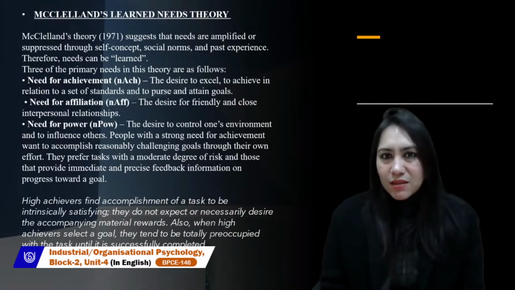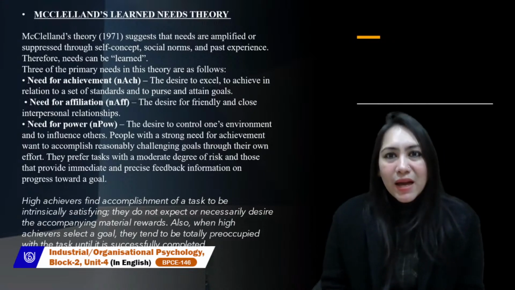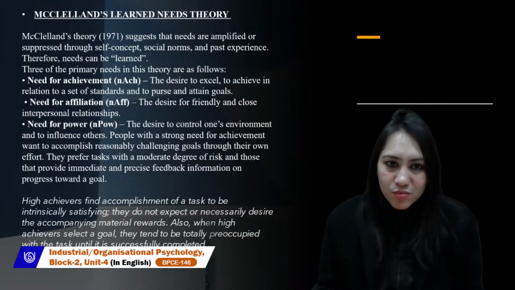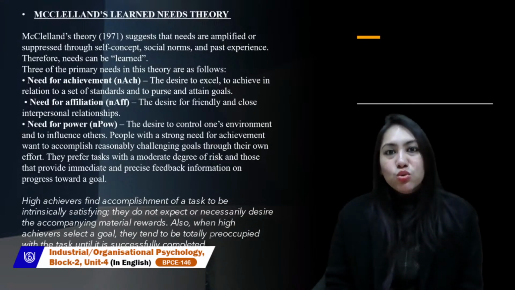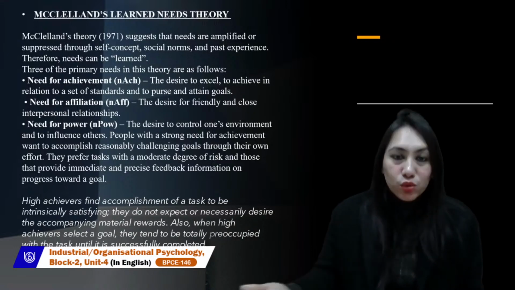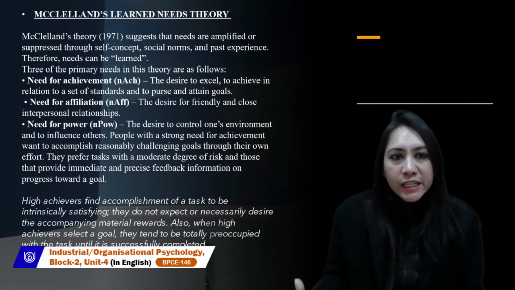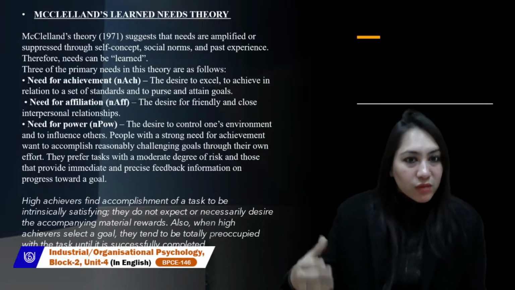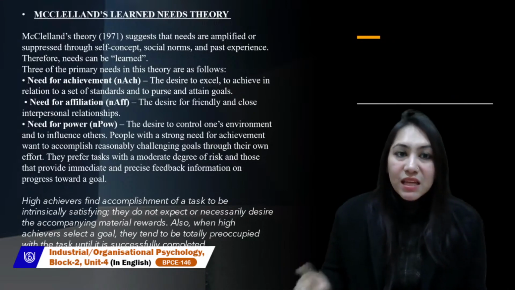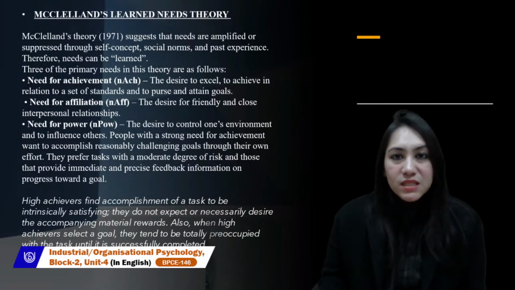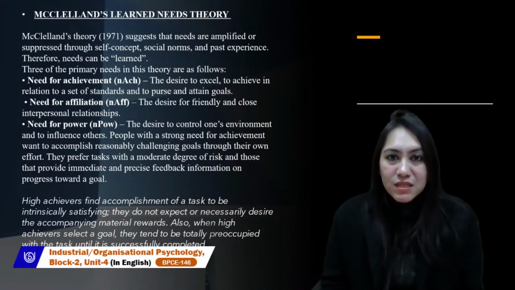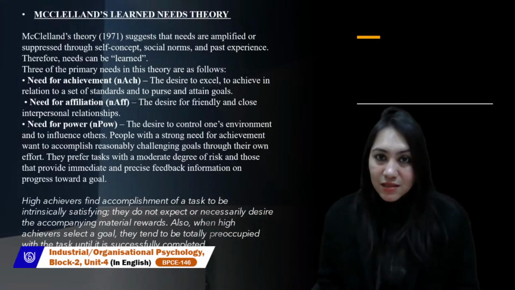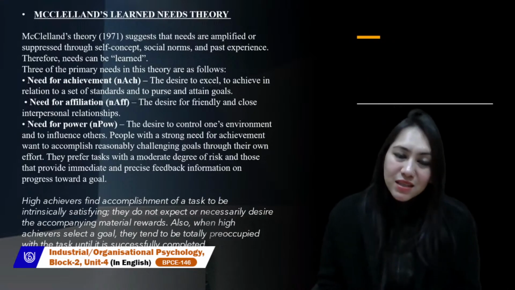So therefore, what do we say? The needs are learned. So you learn to accelerate your need because people have a high self concept. There could be a possibility people are under a social condition where they're told that you are not allowed to work. So they will have a need which suppresses their need to work and achieve. So, as we understand, McClelland suggested that these needs are suppressed through self concept, social norms, and past experiences. Obviously, when they are suppressed and amplified, so when you can increase and decrease it, it is learned, it is acquired in the environment.